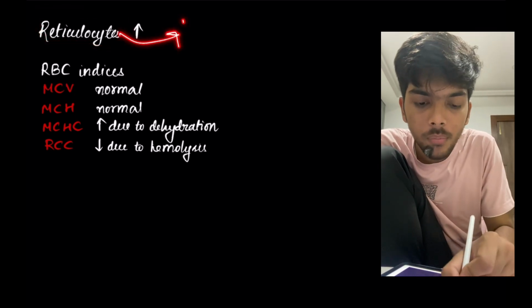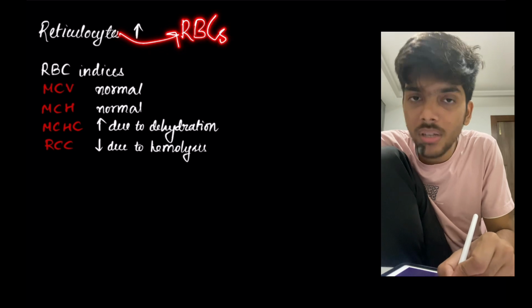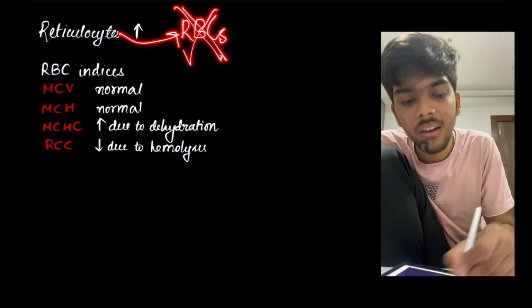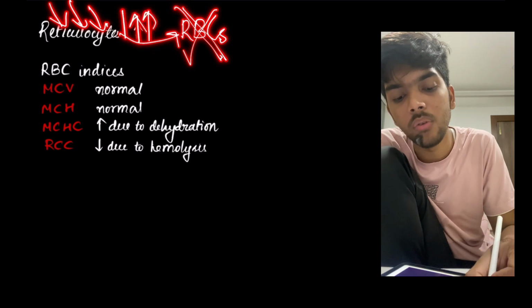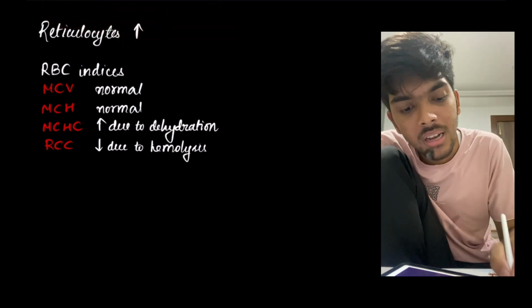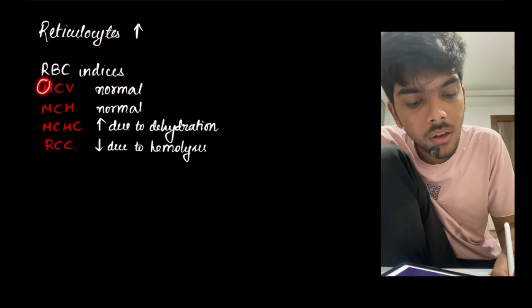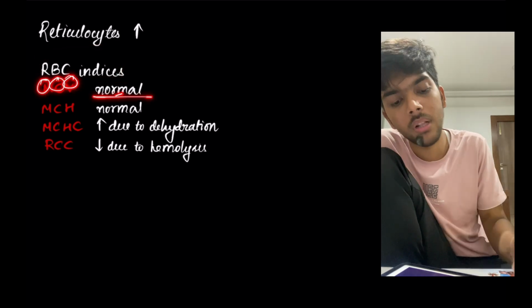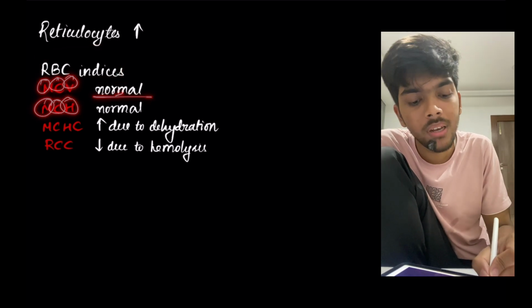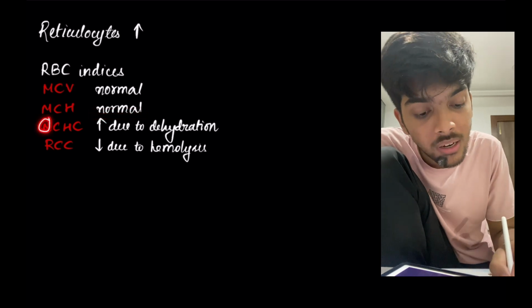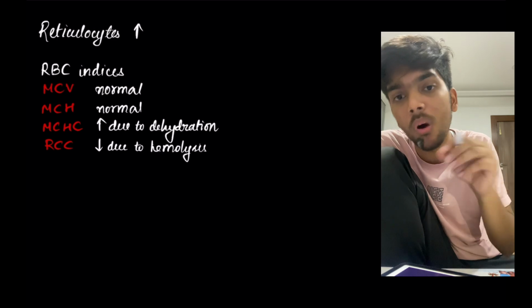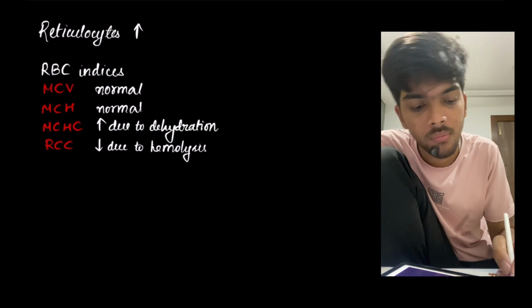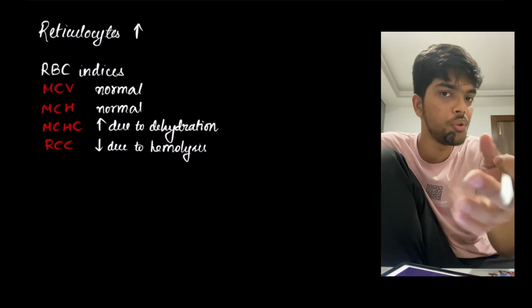Mature RBCs are formed from reticulocytes. If RBCs are getting killed, reticulocytes are getting formed continuously. Obviously, the reticulocyte count is going to increase. Then RBC indices. Mean corpuscular volume remains normal. Mean corpuscular hemoglobin remains normal. Mean corpuscular hemoglobin concentration increases because there is leakage of water due to the rupture of the membrane. And red cell count decreases due to hemolysis.